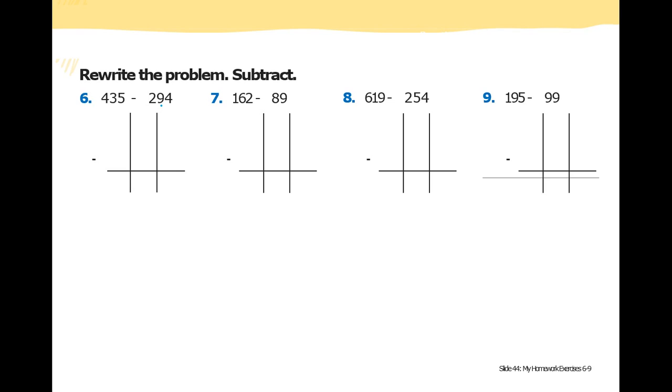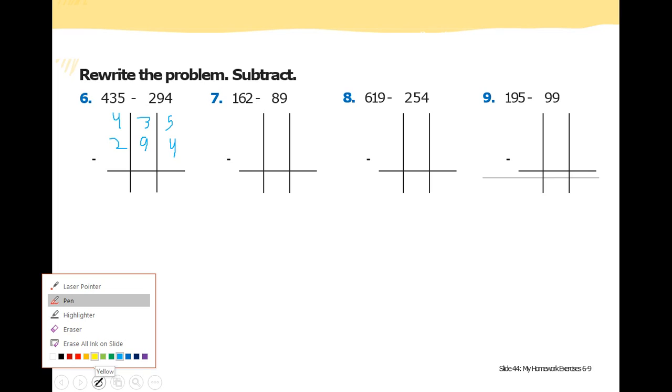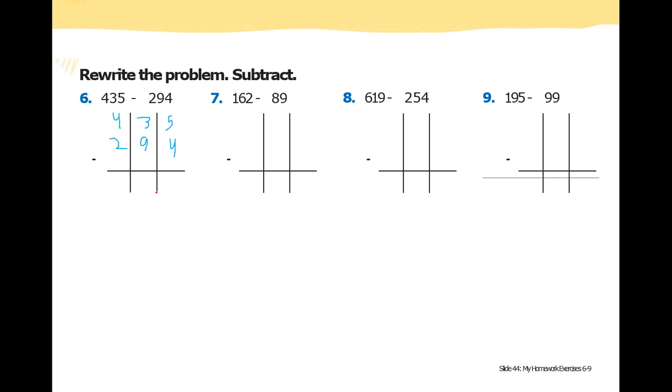435 minus 294. 4, 3, 5 minus 2, 9, 4. 5 minus 4, we don't need to regroup. Why? Because we have more on top. 5 minus 4 equals 1.